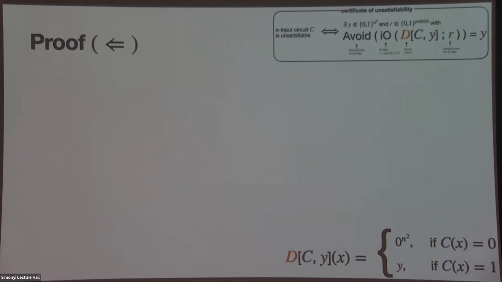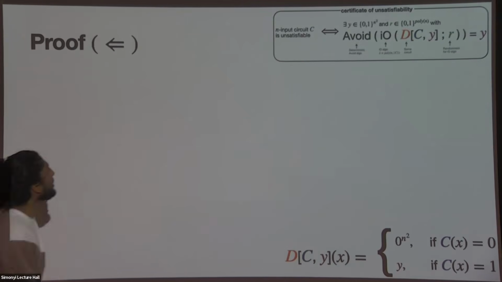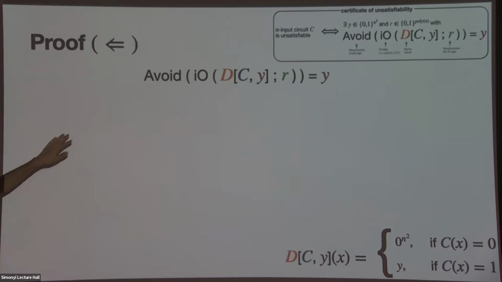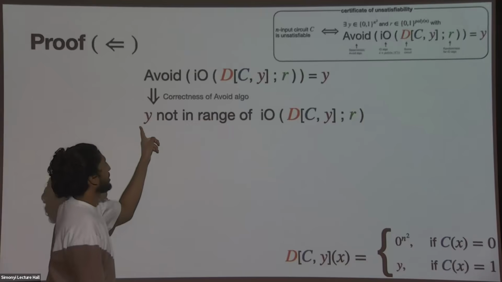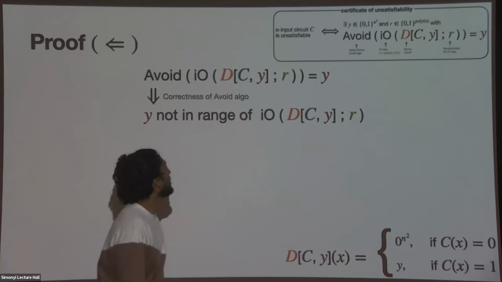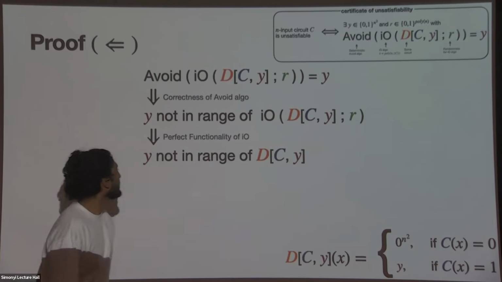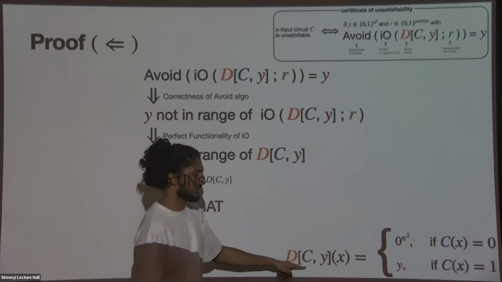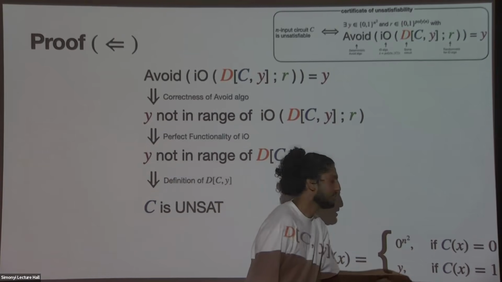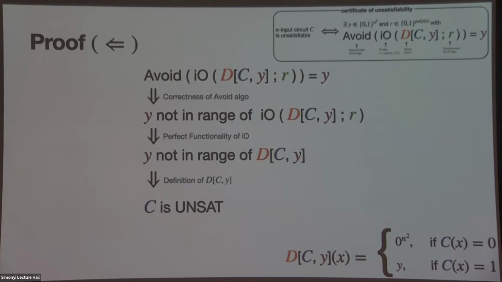All right, good. Proof in the reverse direction. So what do I want to show? I want to show that if this condition holds, then the circuit is unsatisfiable. Hopefully this isn't too hard to see. If we had such an R and a Y, then by the correctness of the range avoidance algorithm, we know that Y is not in the range of this circuit. By the perfect functionality of iO, we now know that Y is not in the range of the original circuit, which I've written down back here. And then by the definition of this circuit, C must be unsatisfiable. Because if Y is not in the range of this circuit, that means you must have never hit this condition, which means the circuit was never satisfiable. Okay, good. So that's the reverse direction. Everybody good?